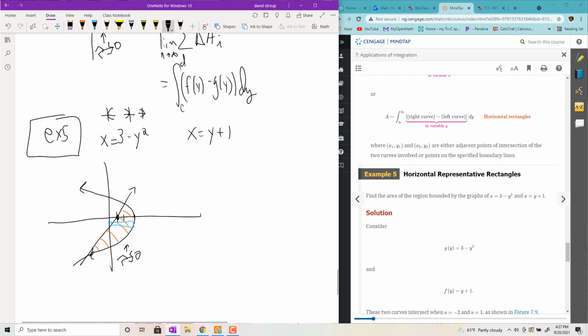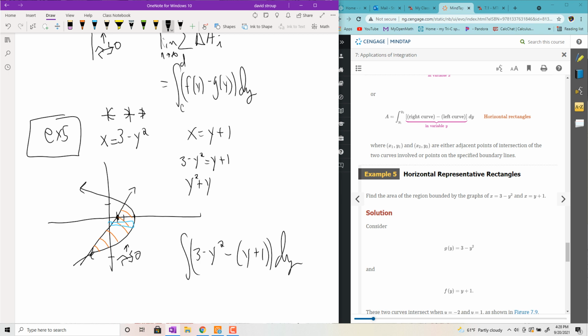Okay, so in this case, the top curve is the parabola. The bottom curve is the y plus 1. So you go the integral of 3 minus y squared minus y plus 1 dy. And then you need the Riemann man, where is he running from? Y equals what to y equals what. So you just set the 2 equations equal to each other. Solve, so it's a quadratic, so I'm setting it equal to 0. And then factoring. And so I'm going to go from -2 to 1.